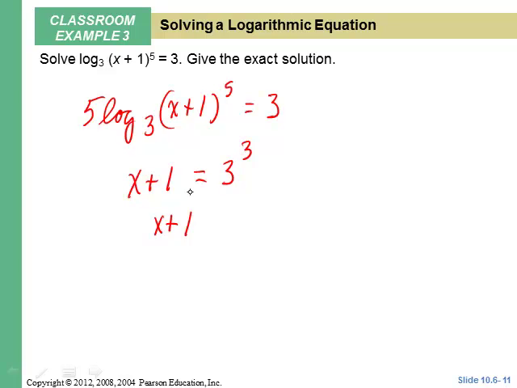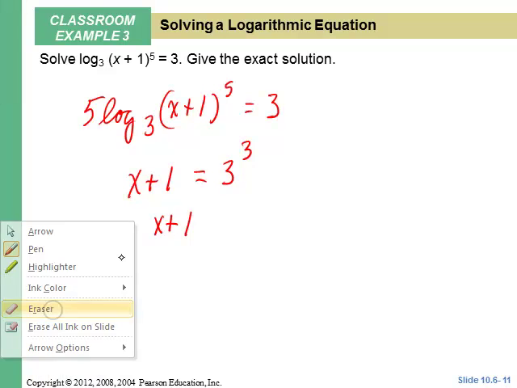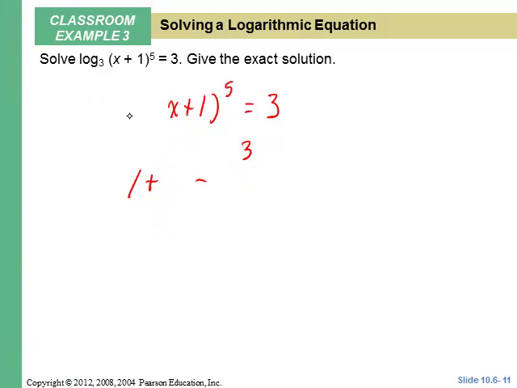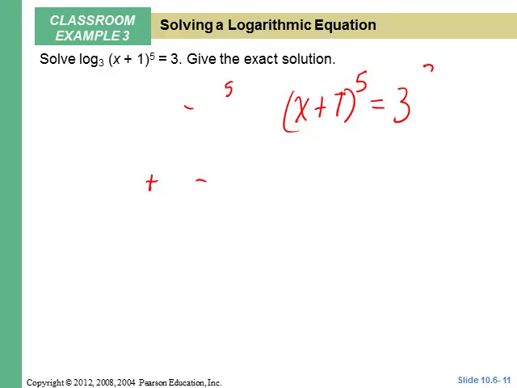I'm going to start over again. Let me erase this here. It's going down a track that wouldn't get me very far. Okay, so if we had (x plus 1) to the fifth is 3 to the third. There we go. Because remember, that's the exponent and that's the base.